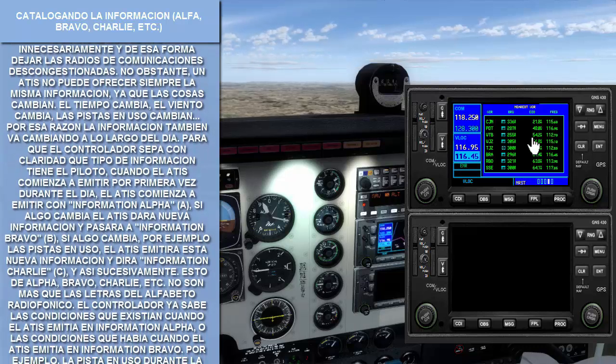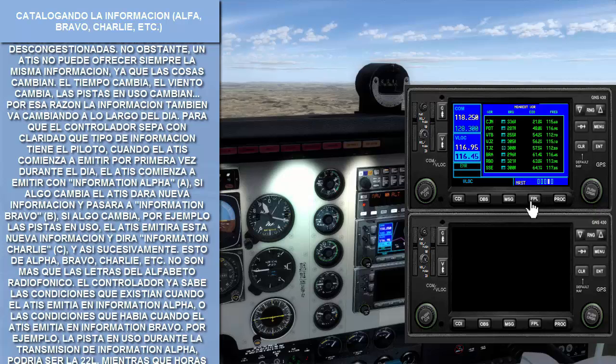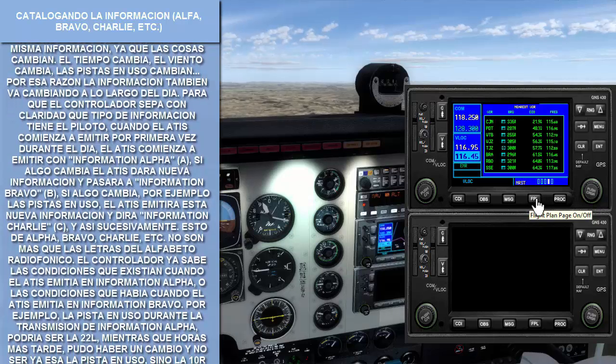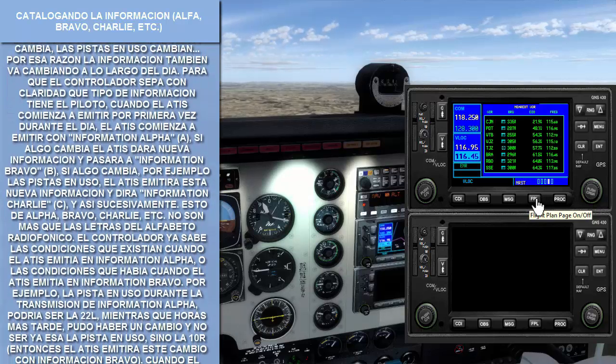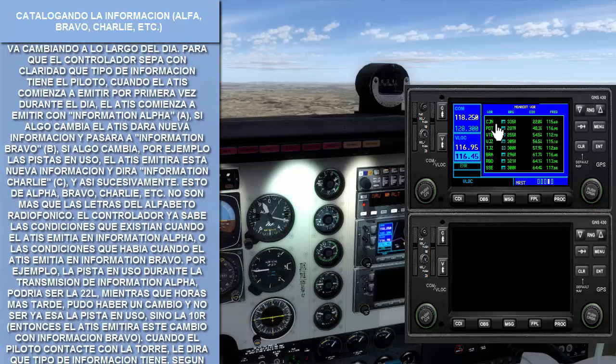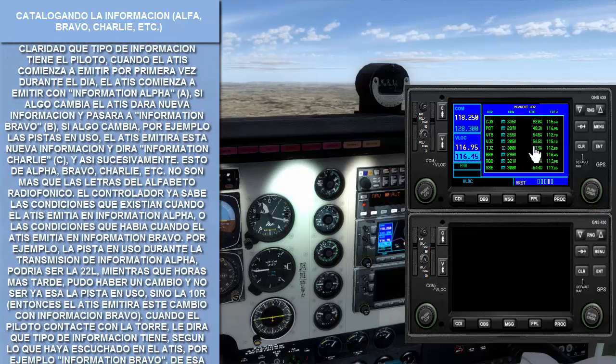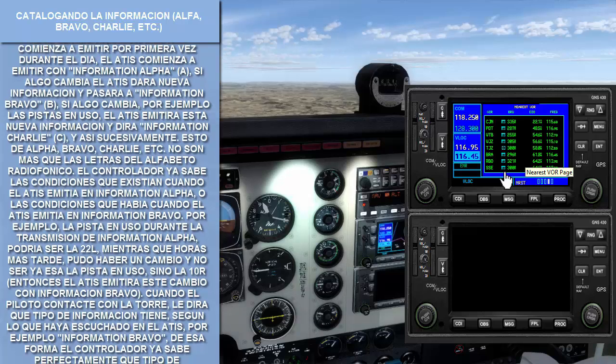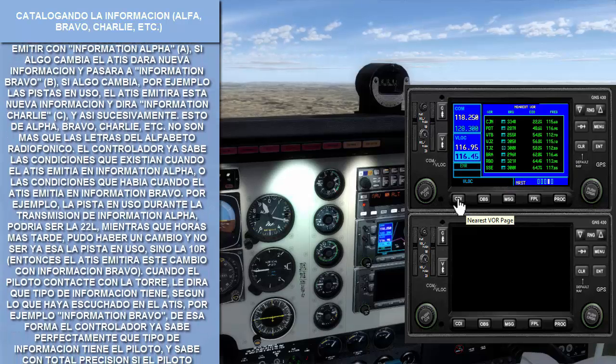That is Alpha, Bravo, Charlie. It is using A, B, C, D. It is using the alphabet letters, okay? But because you're flying, you need to use the phonetic alphabet. So you won't say A, you won't say B, you won't say C. You will say Alpha, Bravo, Charlie, etc. for A, B, C, etc.